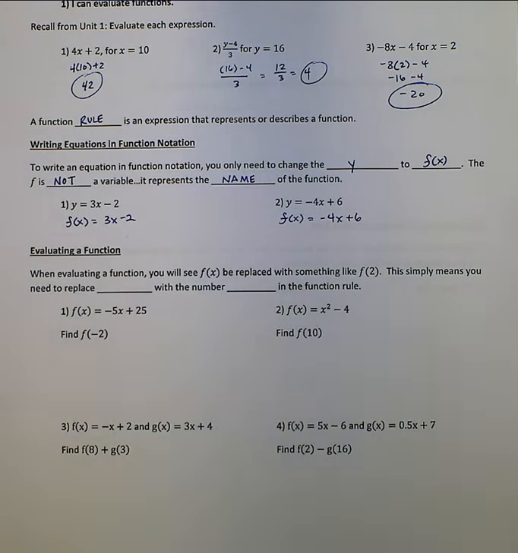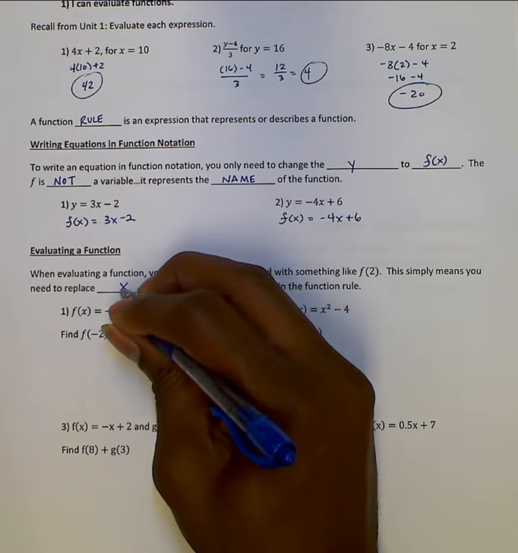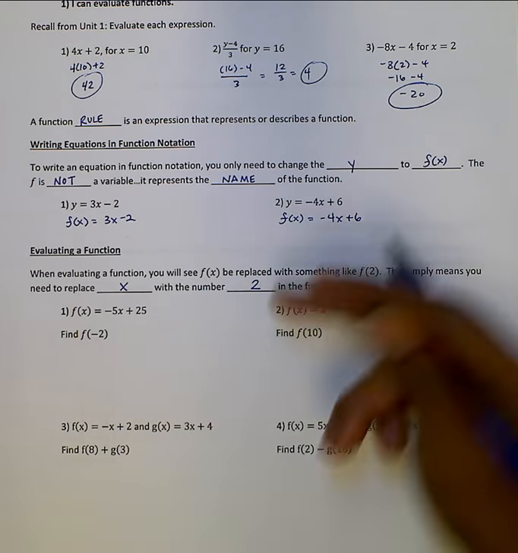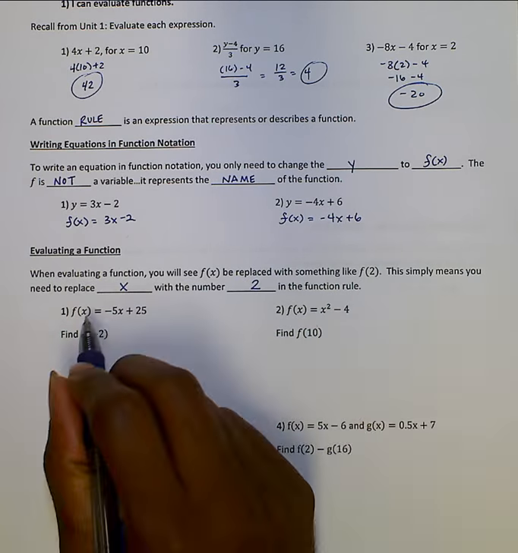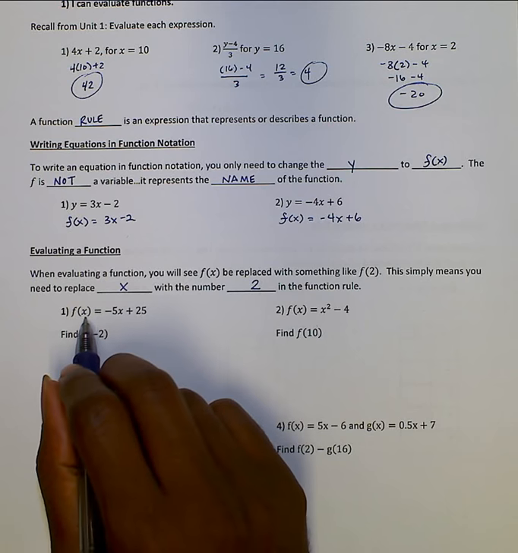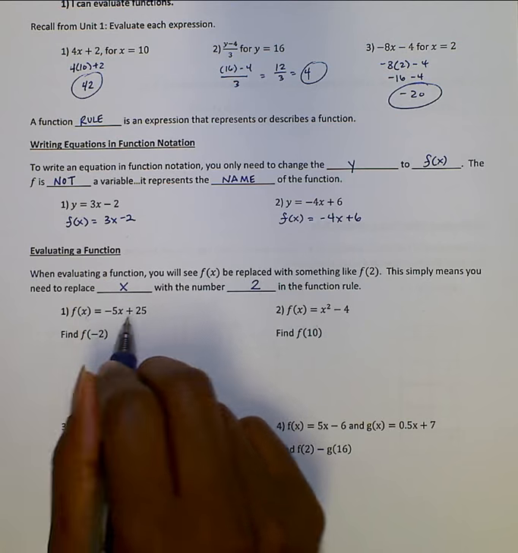When evaluating a function, though, you'll see that f of x is going to be replaced with something like f of 2. This simply means that you need to replace the x with the number 2 in the function rule. So very much like evaluating. So here we have f of x equals negative 5x plus 25, so they named the function for us. And they said find f of negative 2. So find the function f when x is negative 2.